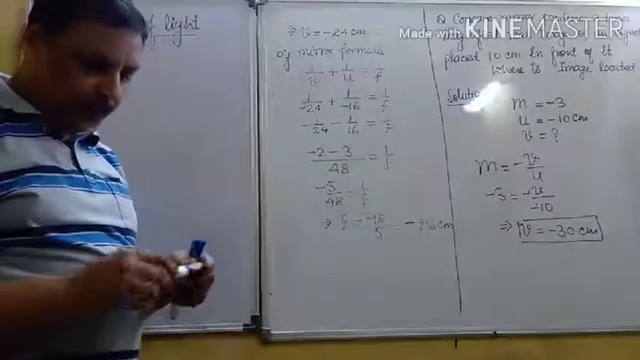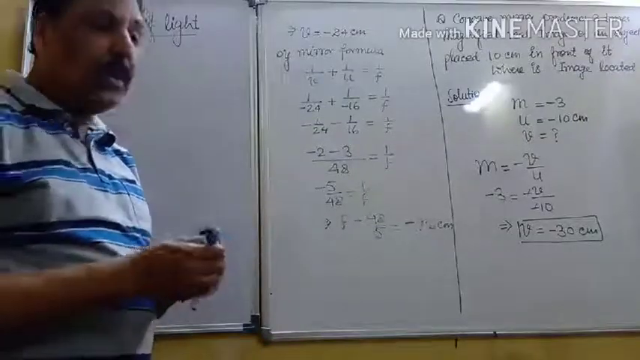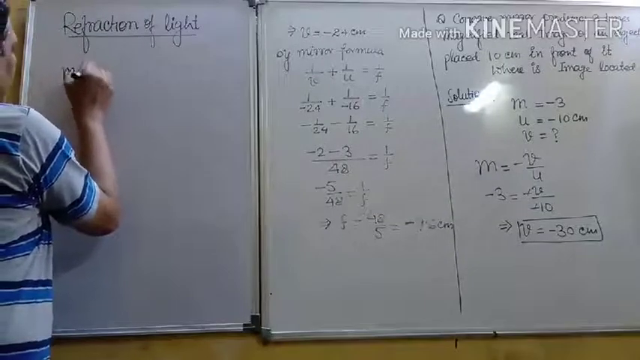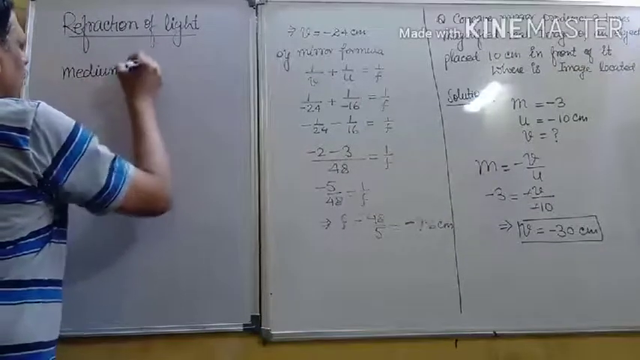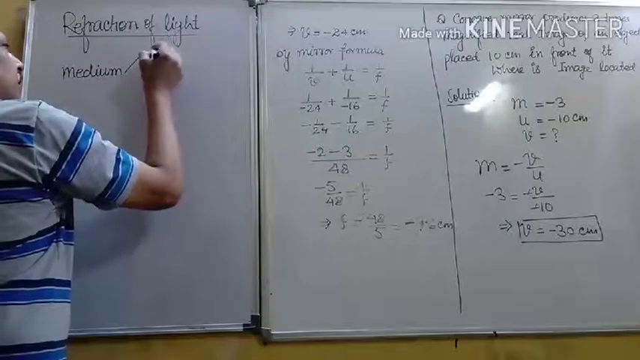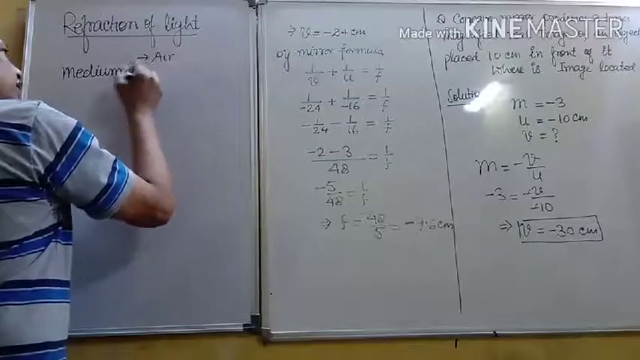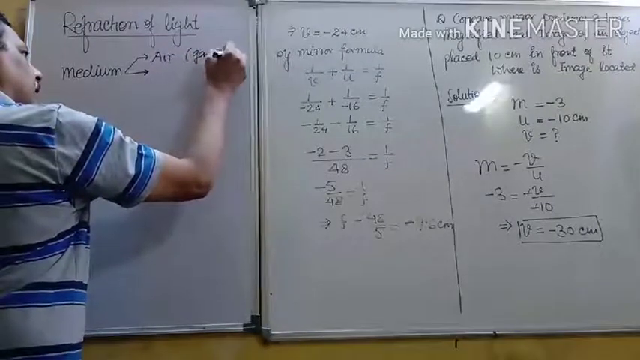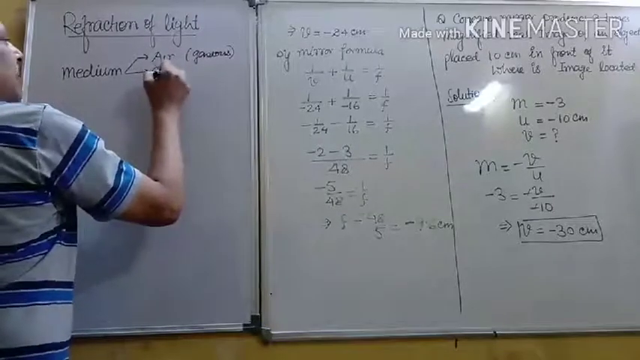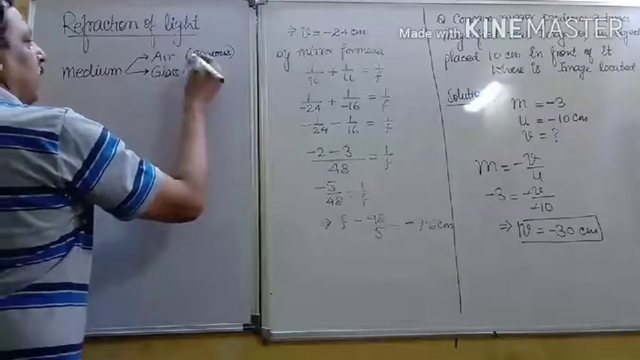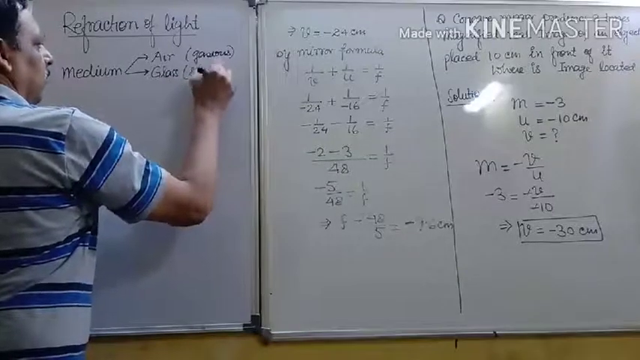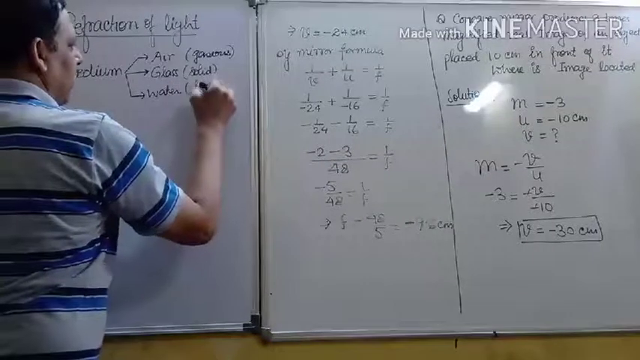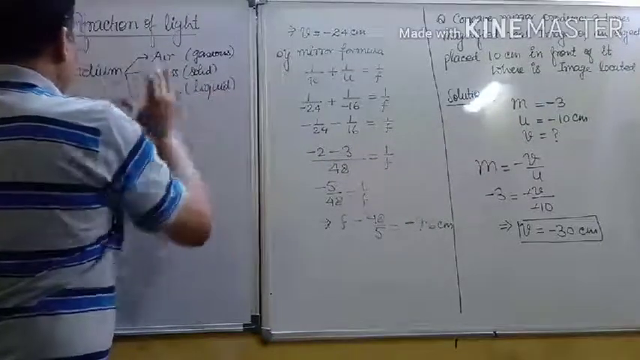First of all, to understand this phenomenon, we have to understand what a medium is. A medium can be air, which is gaseous; glass, which is solid; water, which is liquid. So a medium is of three types.